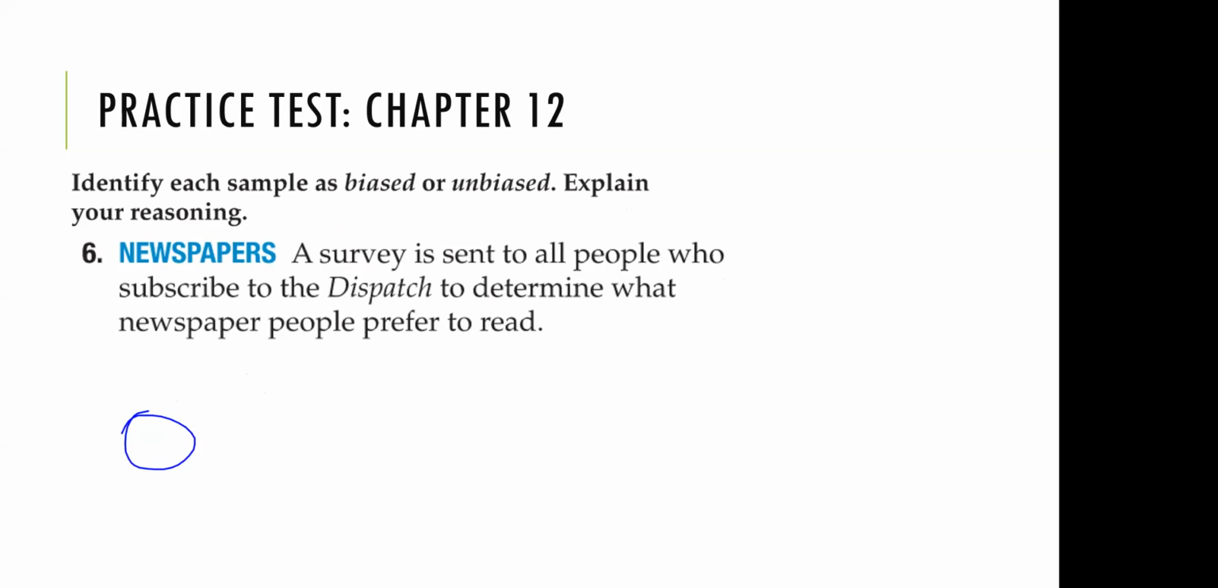Problem number 6 says to identify each sample as biased or unbiased, and to explain the reasoning. A survey is sent to all the people who subscribe to the Dispatch, which is a newspaper, to determine what newspaper people prefer to read. This is obviously going to be a biased sample, because the people they're asking already subscribe to the Dispatch, so they probably already like that newspaper, and that's why they subscribe to it. Most of them are probably going to pick it. If they liked a different newspaper, they would subscribe to a different one.